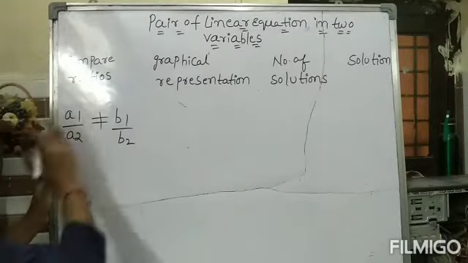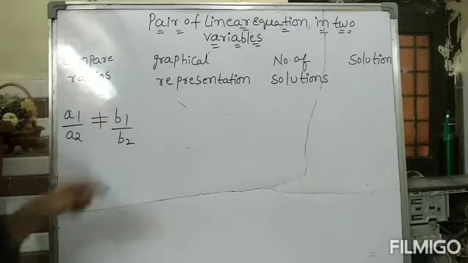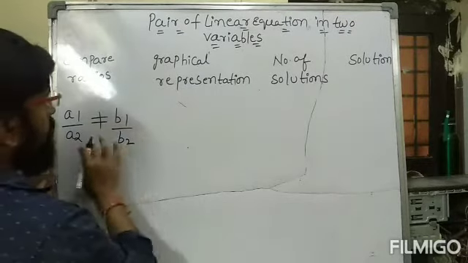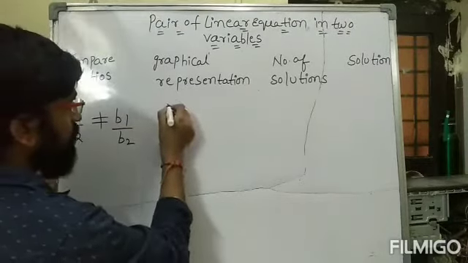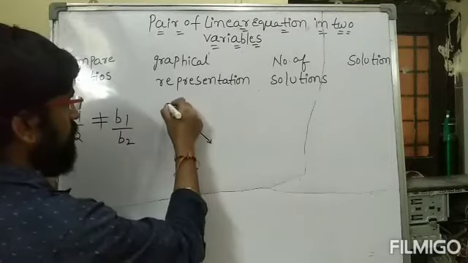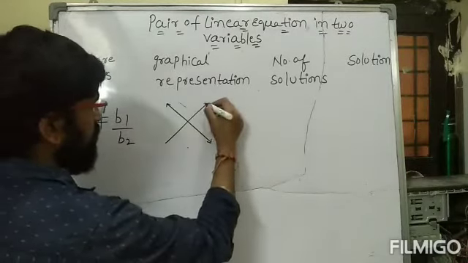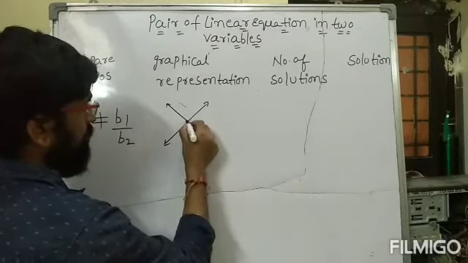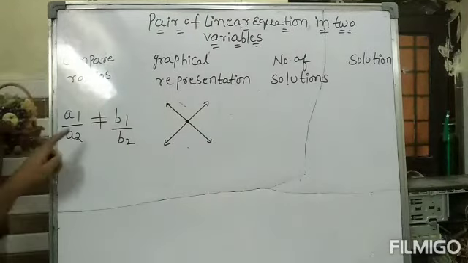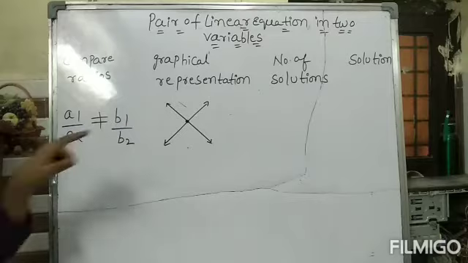Okay, just now we did this, now for the continuation. A1 by A2 is not equal to B1 by B2. Okay, means the graph goes like that. One line is like this, other line is like this. It goes and meets at one point. A1 by A2 is not equal to B1 by B2 means the two lines intersect.